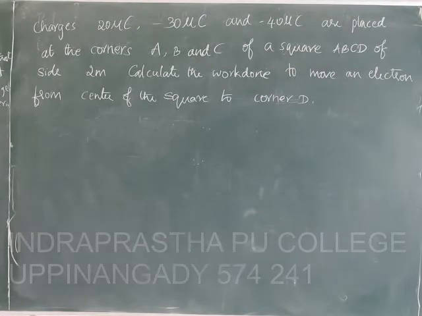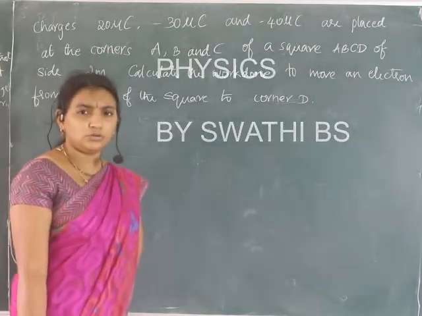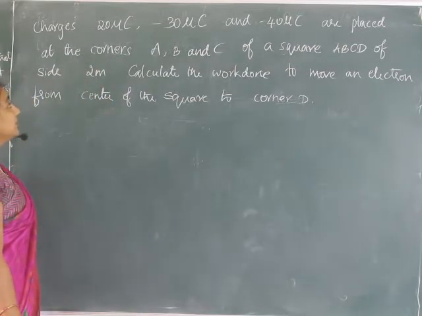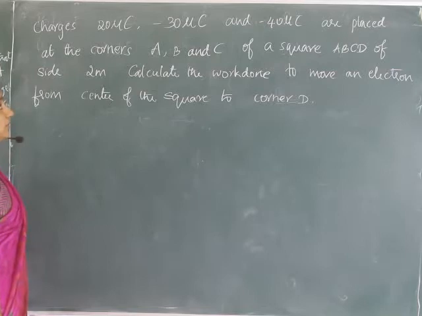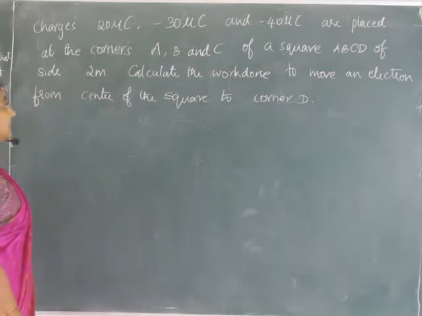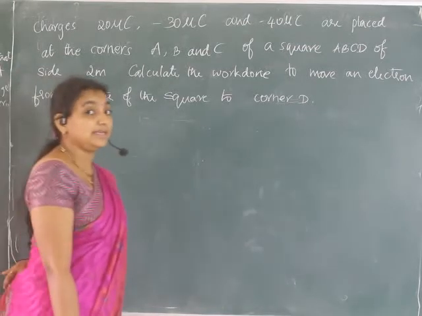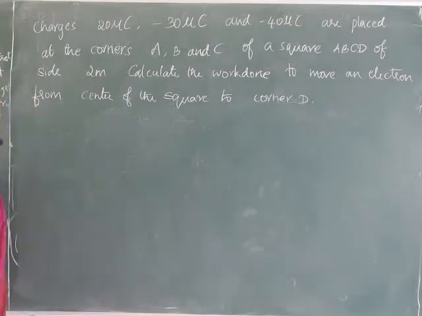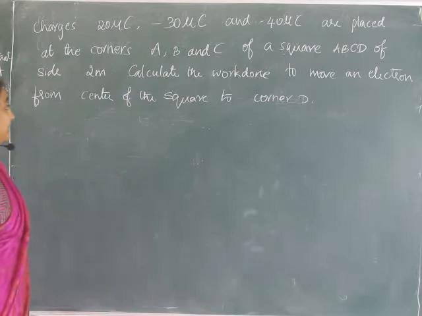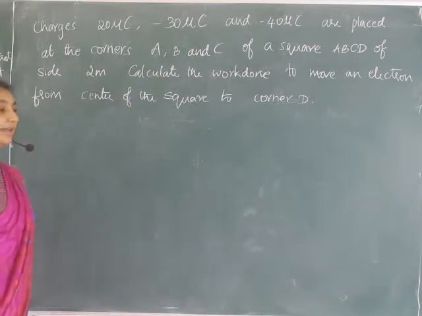We will start with some problems. We'll continue. We have already started and solved 2 problems in this chapter. Now we'll continue with the problems. The next problem is: charges 20 microcoulomb, minus 30 microcoulomb and minus 40 microcoulomb are placed at the corners A, B and C of a square ABCD of side 2 meter. Calculate the work done to move an electron from the center of the square to the corner D.